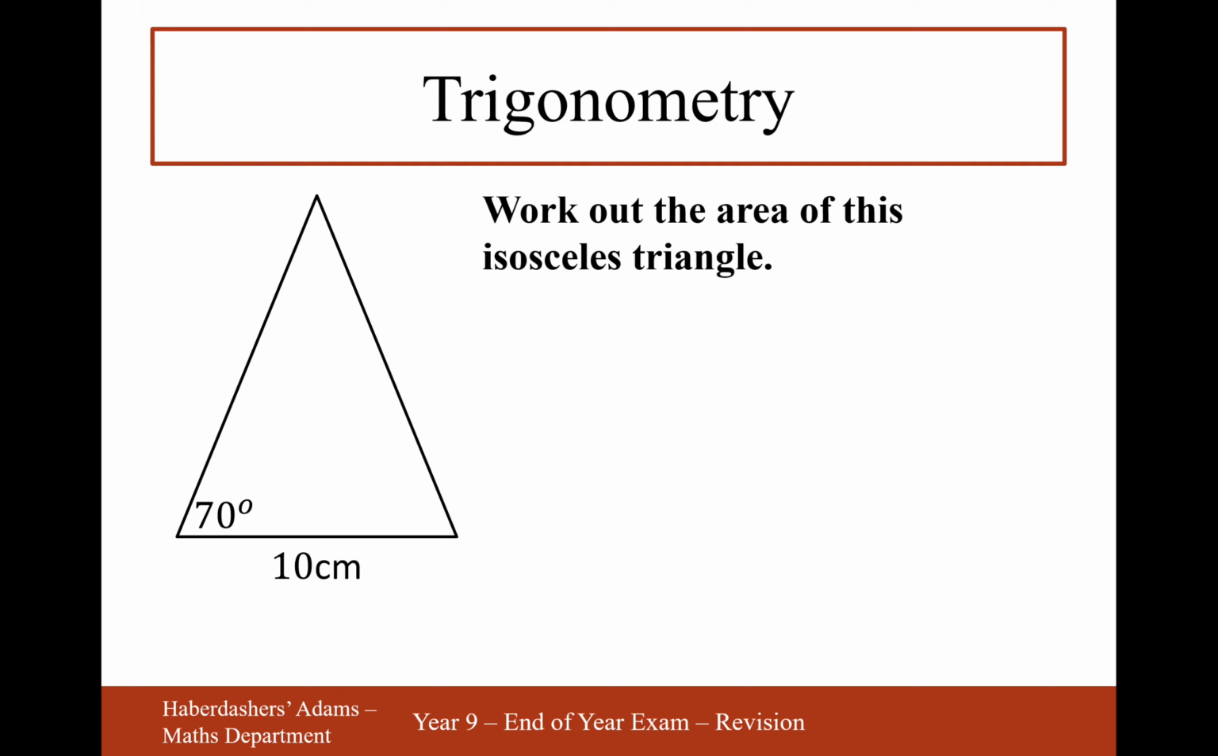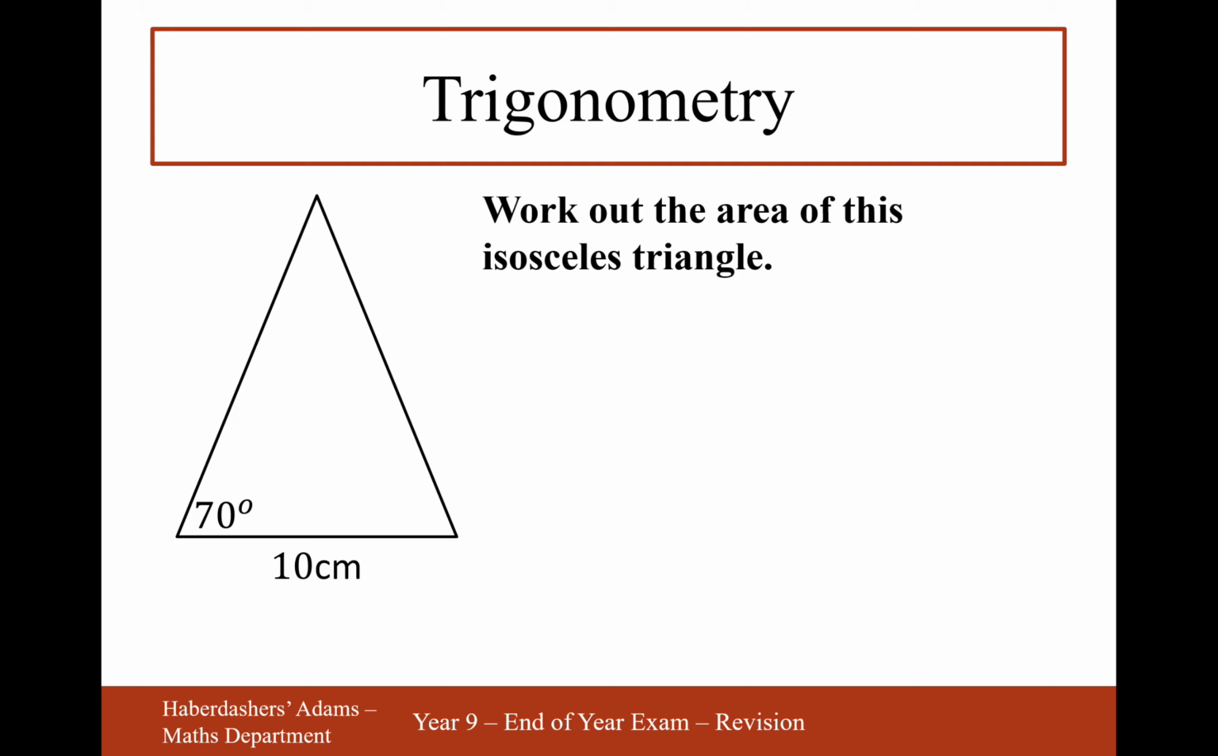Okay, a little bit of a problem solving question here. Pause the video and try and give this question a go. Okay, so this question is work out the area of this isosceles triangle. Well, this isosceles triangle is not a right angle triangle, obviously. But how can we create a right angle triangle? Because we can only do trigonometry with right angle triangles.